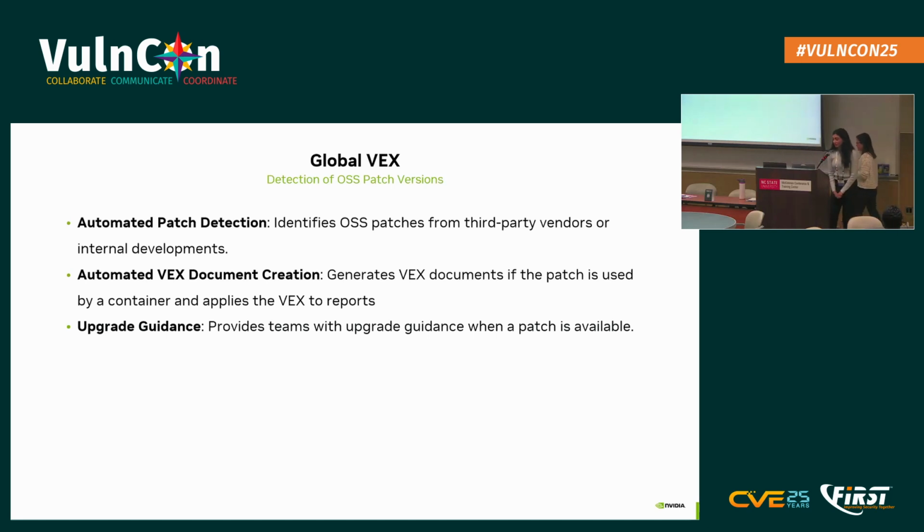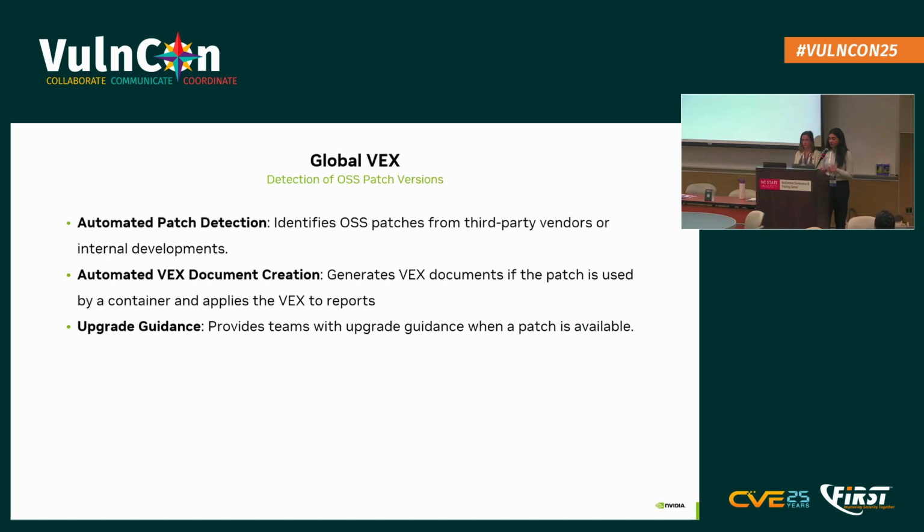So Jessica mentioned this earlier, but we have coined a term called global VEX within our container scanning workflow. So global VEX is a way for us to globally generate and apply VEX documents for OSS patches, either from internal developments or from third-party partnerships that we have with other vendors. And so this allows us to manage the usage of these private OSS patches.